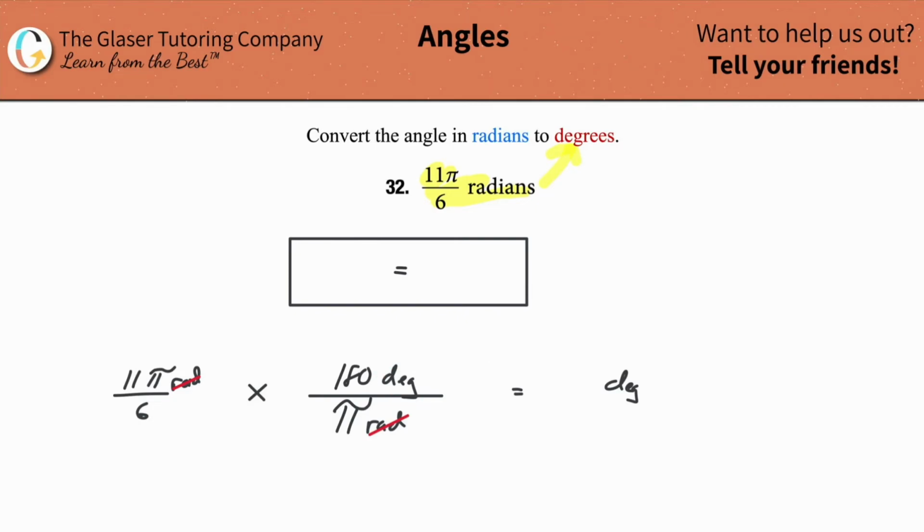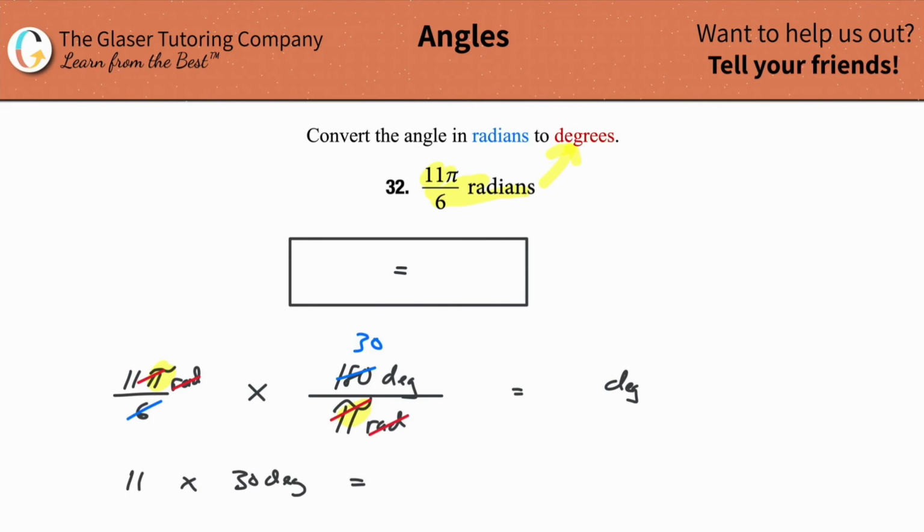So now all we need to do is simplify. I mean, the problem's really done. Notice the pi's will also cancel, right? And then, can you cancel anything else? Well, what about the 6 and then the 180? 6 goes into 180 about 30 times. So guess what? This problem really literally works down to this: 11 times 30 degrees.